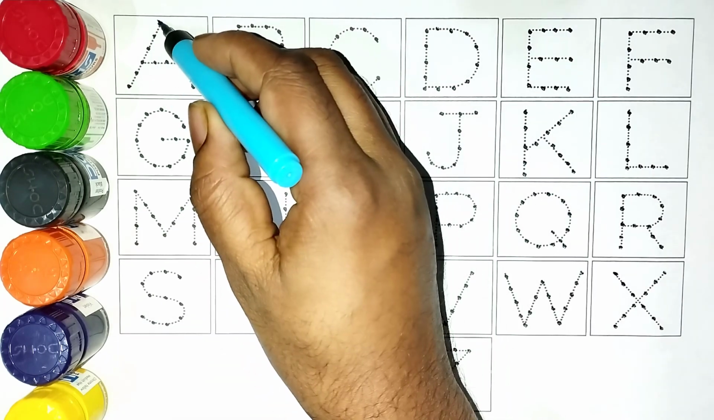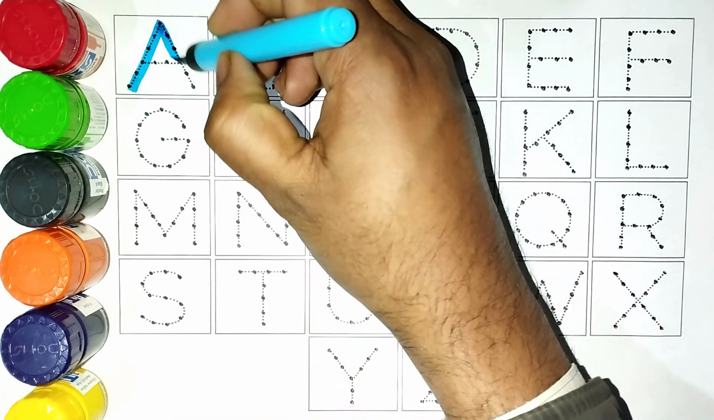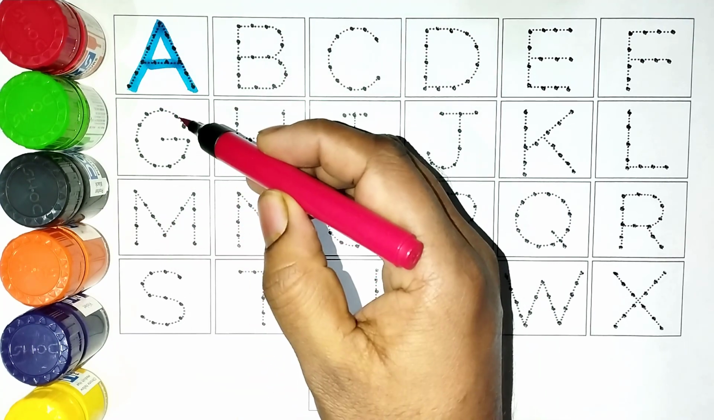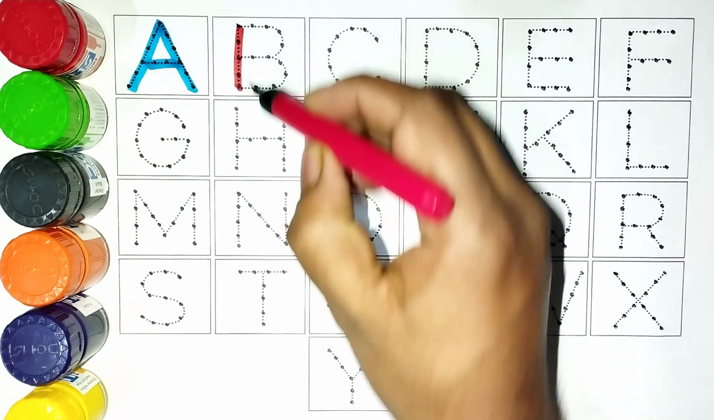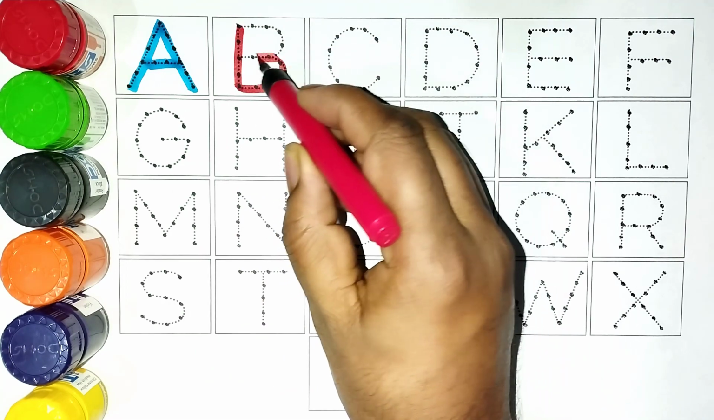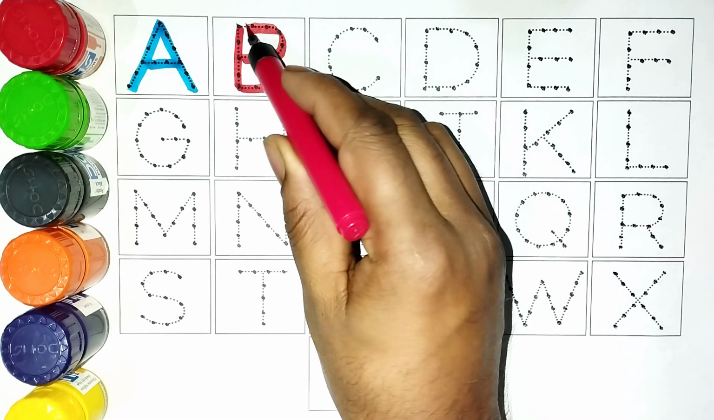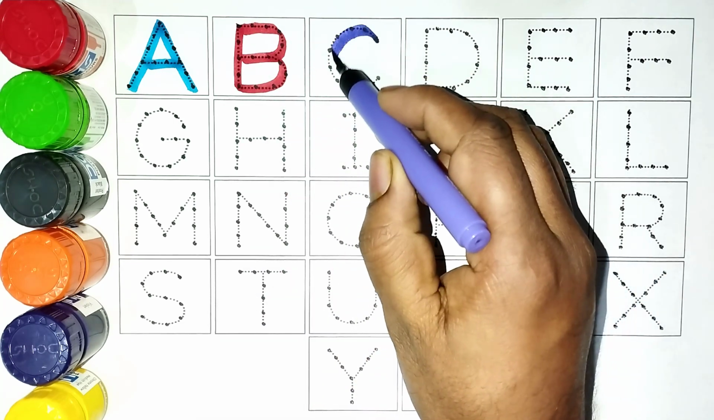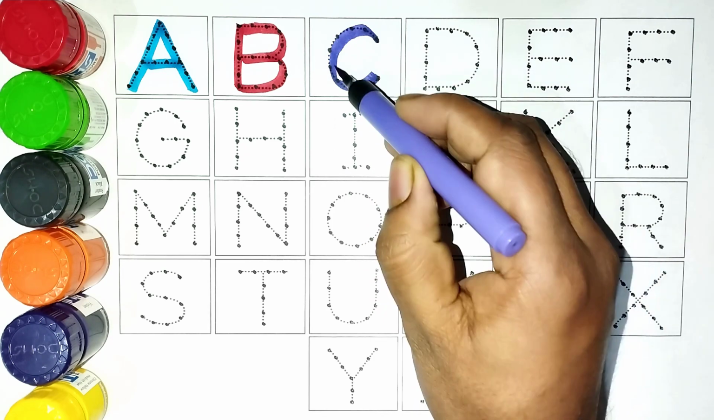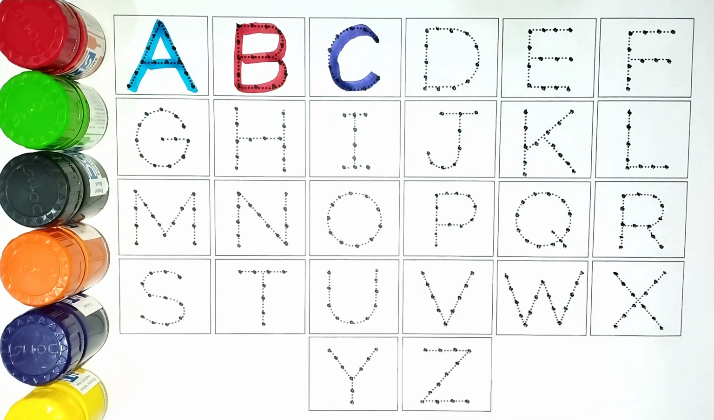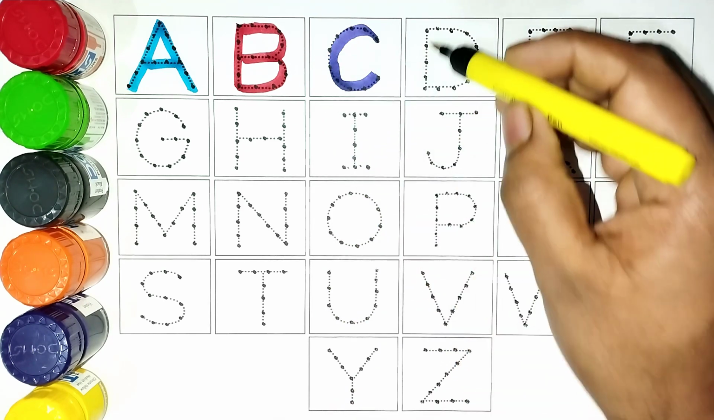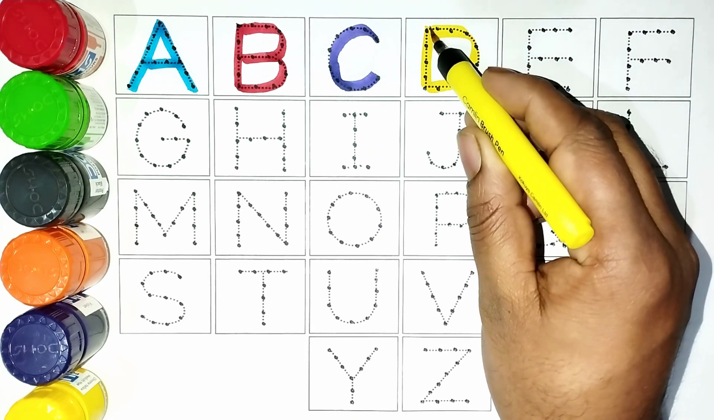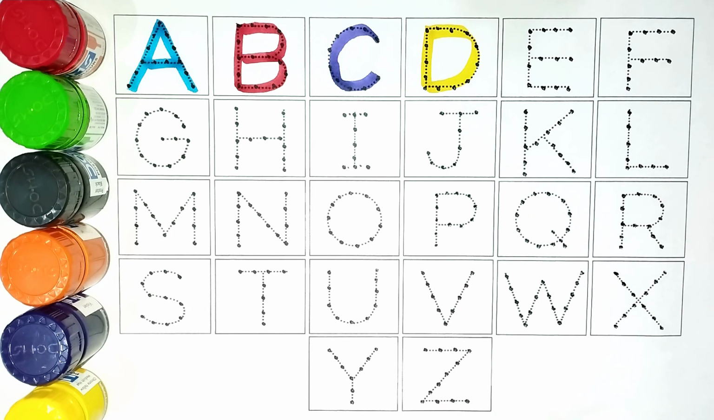Sky blue color. A for apple. Red color, B for ball. Purple color, C for cat. Yellow color, D for dog.